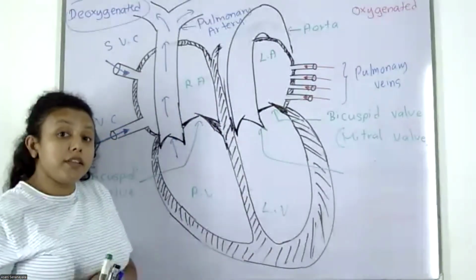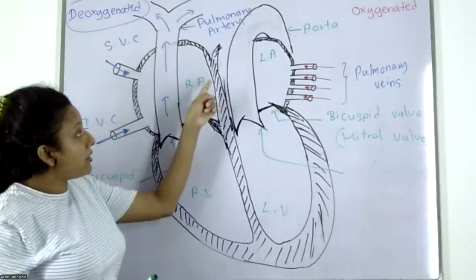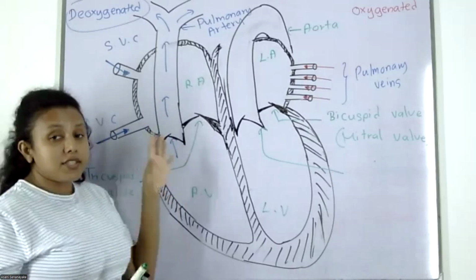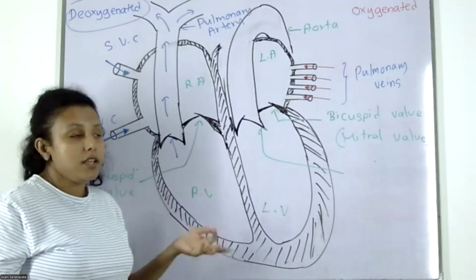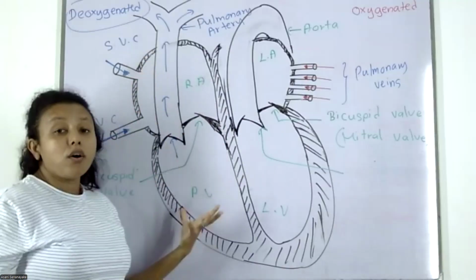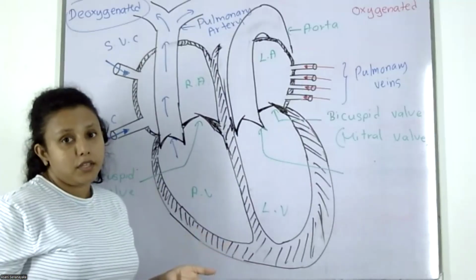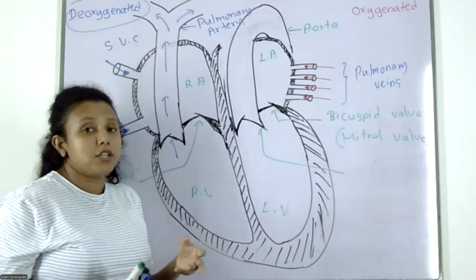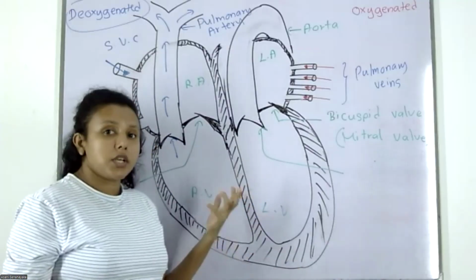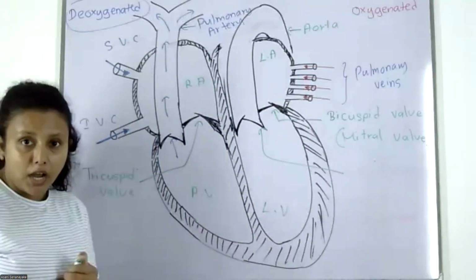Sometimes we say there are holes in the heart. How do these holes come? Sometimes there are holes in this wall, so we have to do a surgery and fix that. Otherwise it's a problem, because then the deoxygenated and oxygenated blood mix together. When the person becomes an adult, that's a problem. That's why we have to do a surgery and fix that. So these are the parts of the heart.